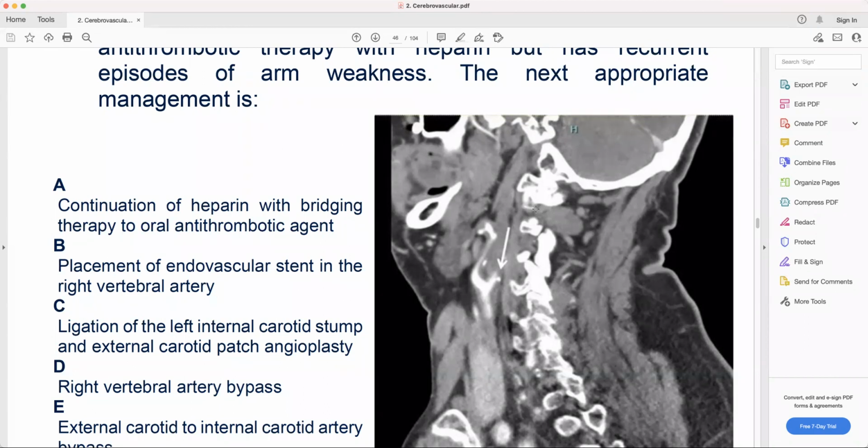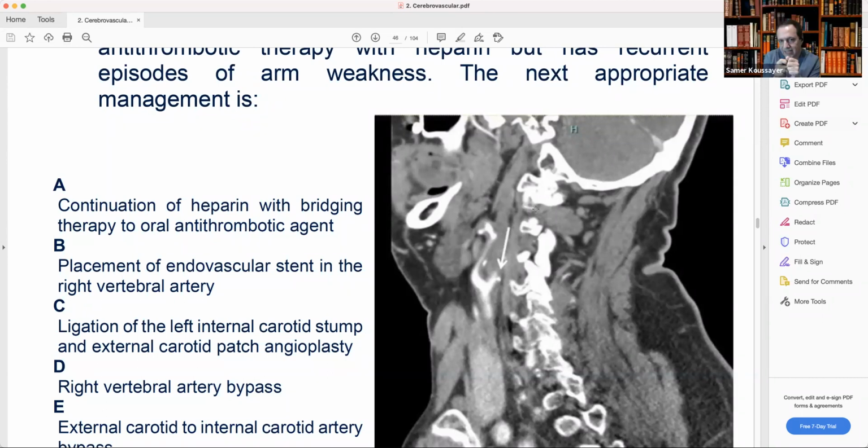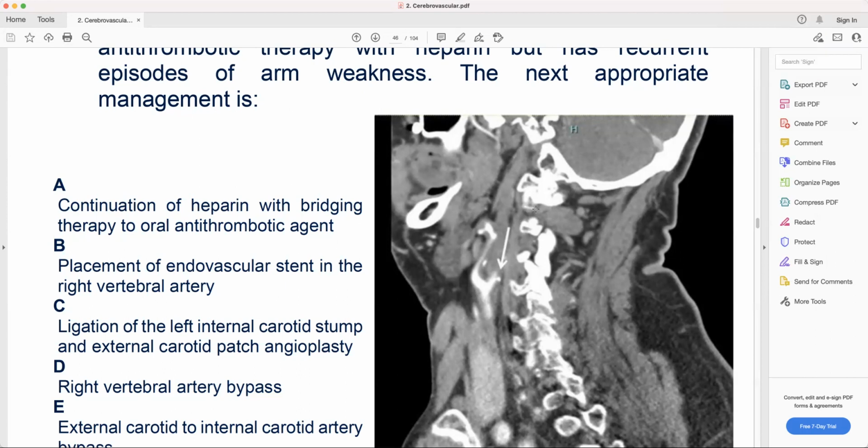Yeah, clear. Thank you. The other option is you can ligate it, but I don't like that, because if you ligate it and this is the source of blood flow to the brain, you're cutting blood flow and you may get a stroke. So I will not ligate it as an option. All right, let's go through the question now.